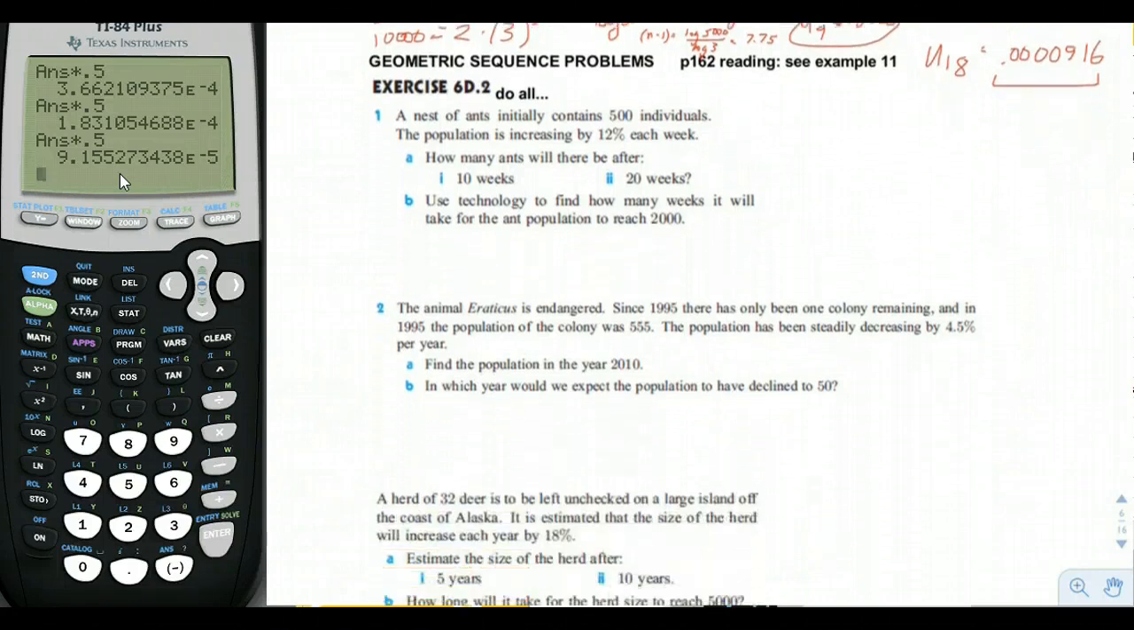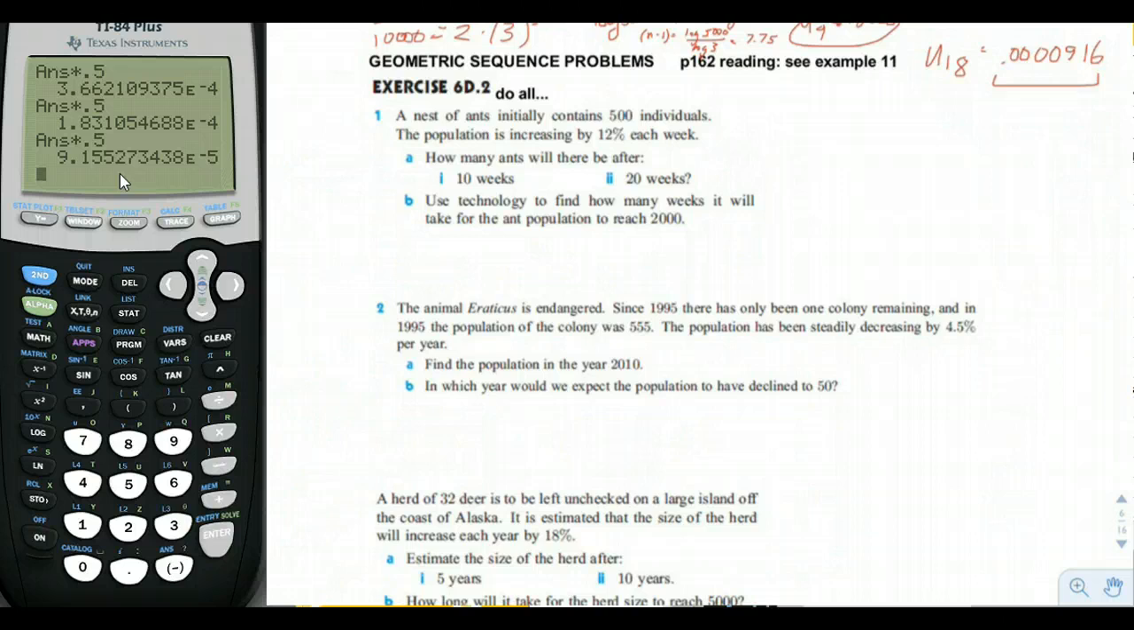Okay, number 1. A nest of ants initially contains 500 individuals. The population is increasing by 12% each week. How many ants will there be after 10 weeks or after 20 weeks? Use technology to find out how many weeks it will take for the ant population to reach 2,000.